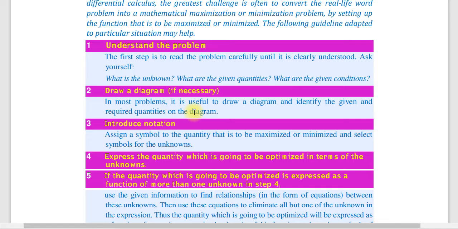Third, introduce notation: assign a symbol to the quantity that is to be maximized or minimized, and select symbols for the unknowns.